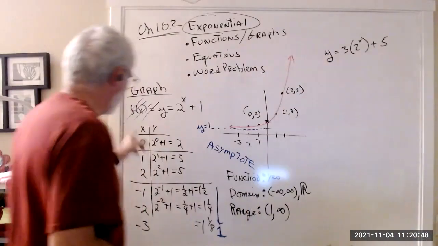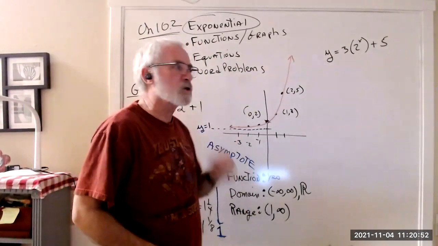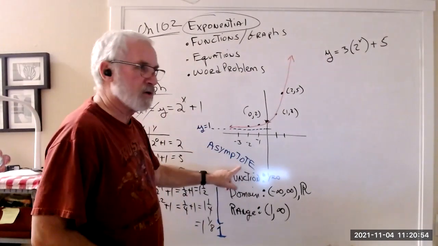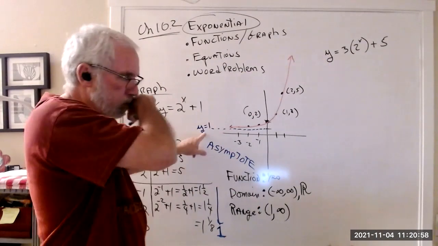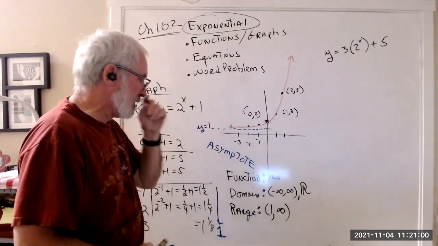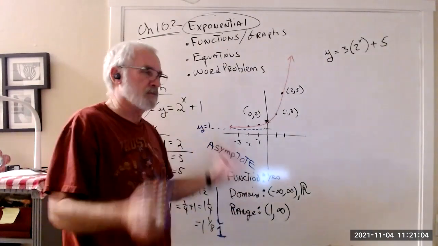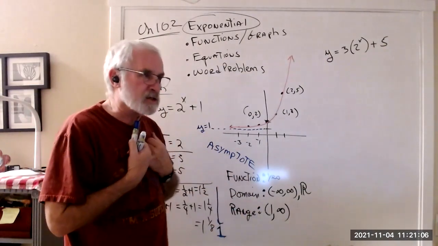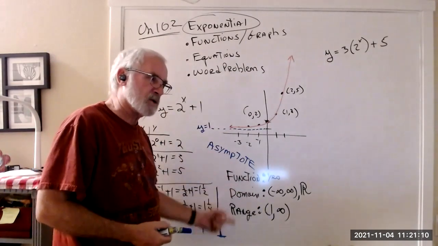Make a table of values, plug them in, plot them. Always look for the asymptote. It's going to be there. Its equation. And sometimes mom will ask, is it a function? What's its domain and range? Sometimes she won't. On the exam, I will ask, is it a function? What's its domain? What's its range?